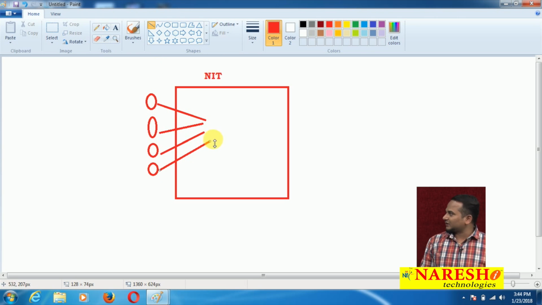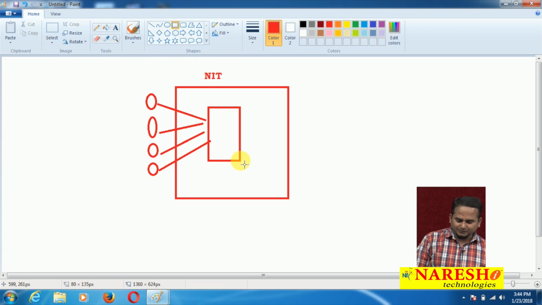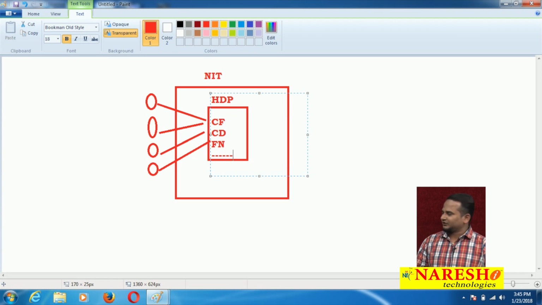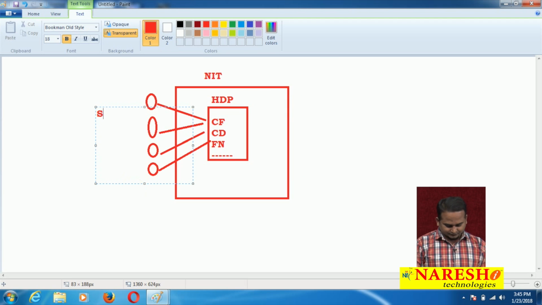Now, all the students are coming to Naresh IT technology first, and the Naresh IT technology help desk people will give some information. What information will the help desk people give? Very simple. They give information related to course fees, course duration, faculty name, and other important information, handed over to the students.